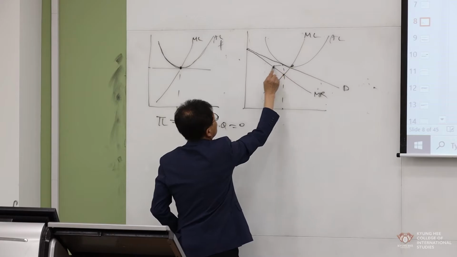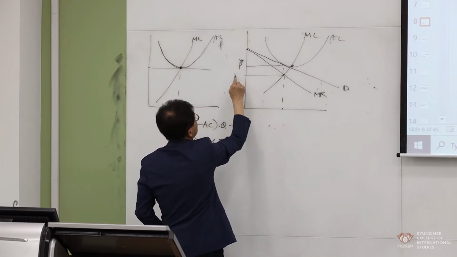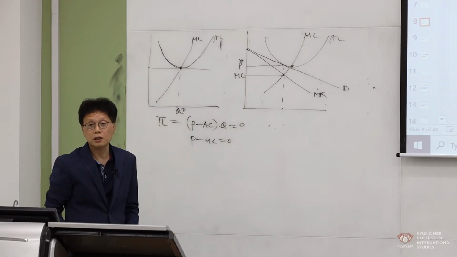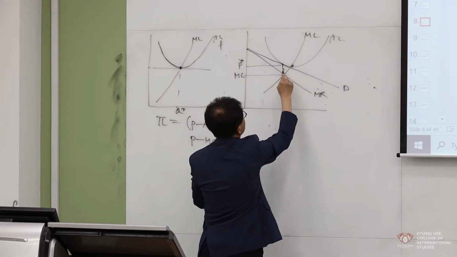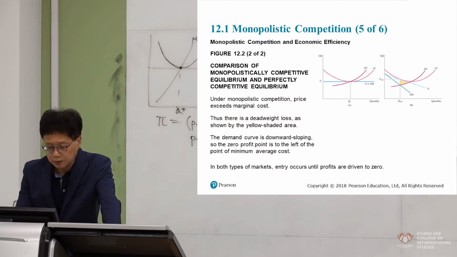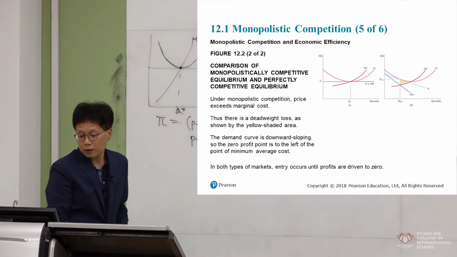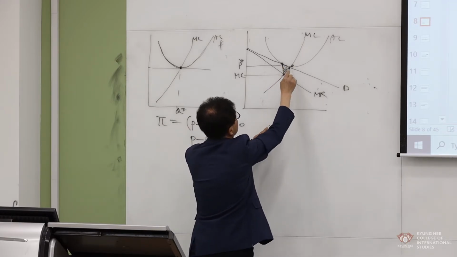Then the long-run price is P star and marginal cost is this one, right? In the perfectly competitive structure. And we already know that this one is the deadweight loss, right? As shown by the yellow shaded area, the demand curve is downward sloping, so the zero profit point is to the left of the point of minimum average cost. Okay? So the zero profit point, this one, is, right?